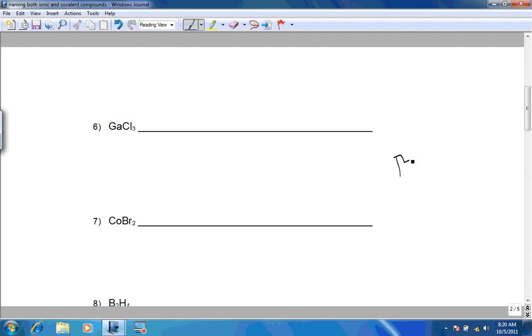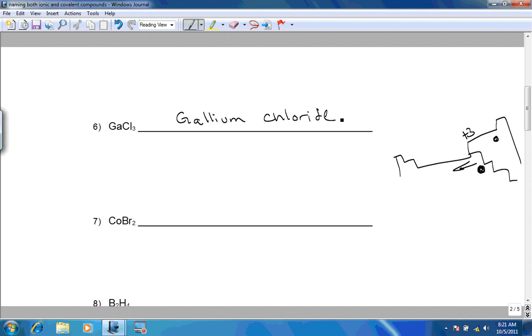Okay. Get the periodic table. Gallium is right here somewhere, approximately. And chlorine is right here. Gallium is going to behave as a metal this time, because it's on the left of the squiggly line. That means we have to use the rules for ionic. So that means there are no prefixes. We're going to be using the crisscross. Now, because I can look on the periodic table and realize that gallium is a +3, I don't need any kind of Roman numerals there. I can just go ahead and write the anion. That becomes gallium chloride.